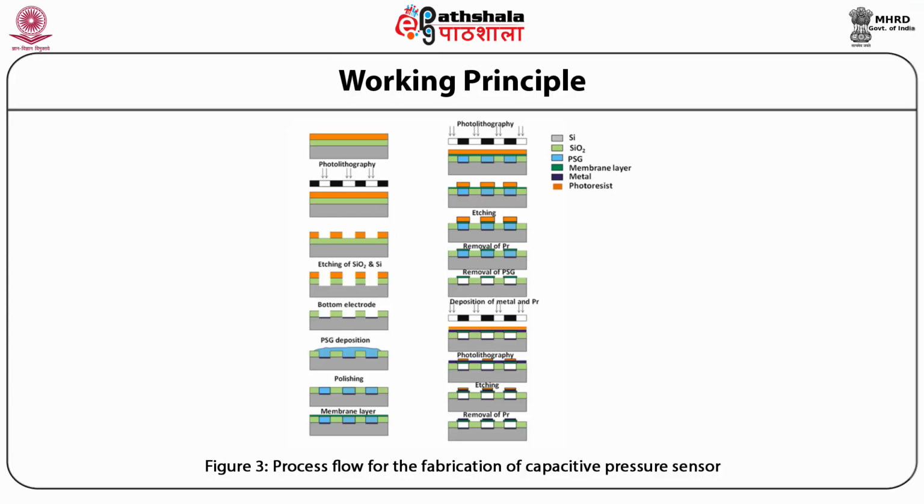The third part is deposition of metal and PR. To make the cavity of metal and PR, what we did, we optimized again the set of masks to get the desired signature or pattern using photolithography technique, and etching was further carried out. At the end, the photoresist was removed so as to get the complete fabricated device.